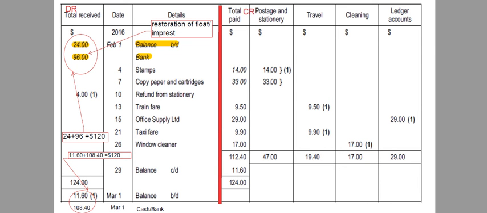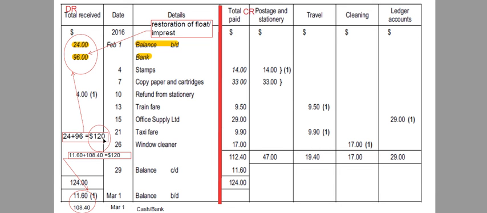So this petty cash book you see here on your screen is started off with an imprest of $120. Basically, the imprest amount or the float amount here is $120. This is the amount which has been decided by the business to start a period with. So $120 should be there at the beginning of each period.